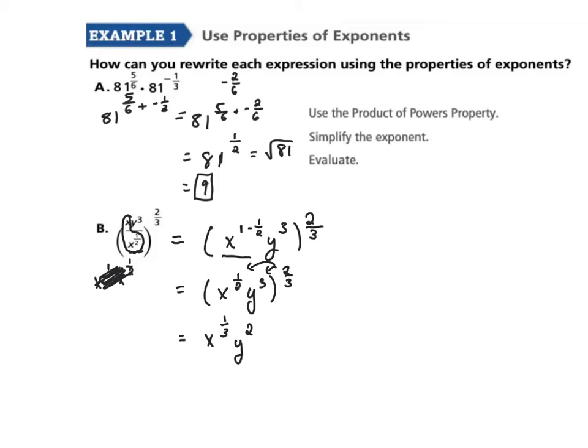And if you want, we could also write this as the cube root of x times y squared.